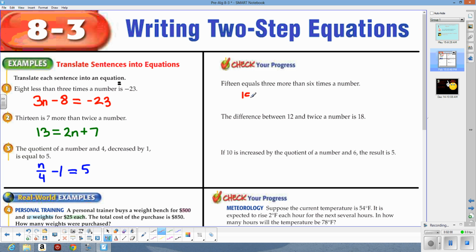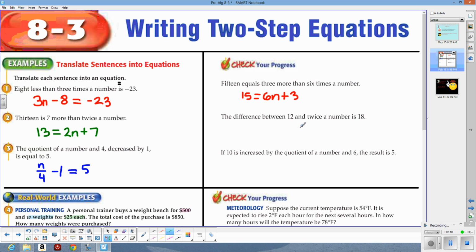15 equals 3 more than 6 times a number. Well, 6 times a number is 6n, and 3 more than that means to add 3. So there is 15 equals 3 more than 6 times a number.